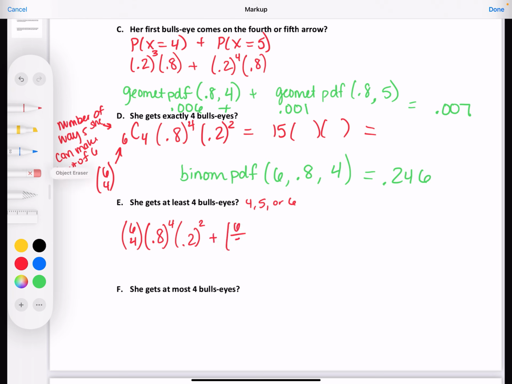6 shots taken 5 at a time, so this would be 6C5, times 5 makes, so 0.8 raised to the 5th, times 1 miss, so 0.2, plus 6 things taken 6 at a time, or 6C6, and then times 0.8 raised to the 6th, because she made all of them, so there's no misses that it's being multiplied by. And you can multiply that out.